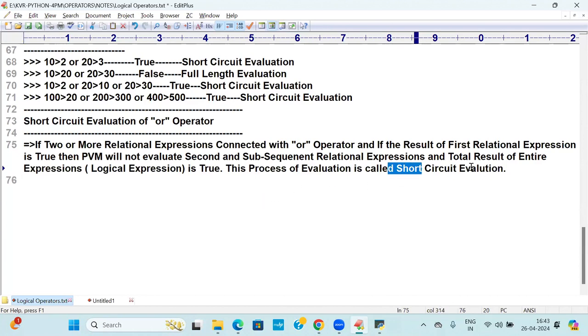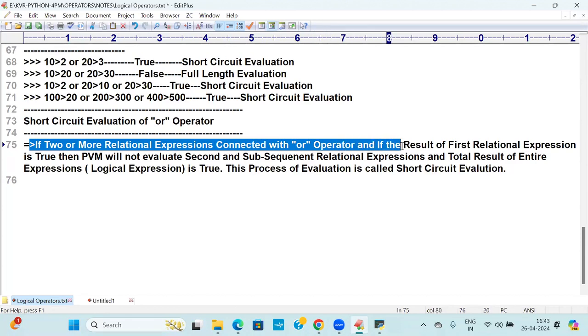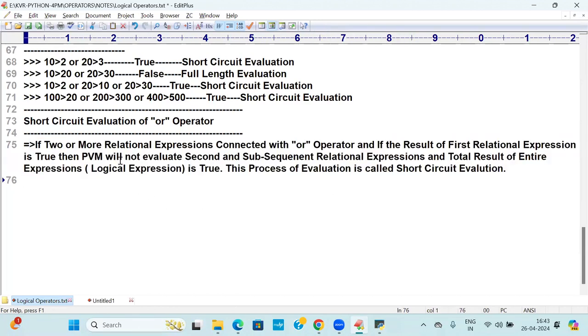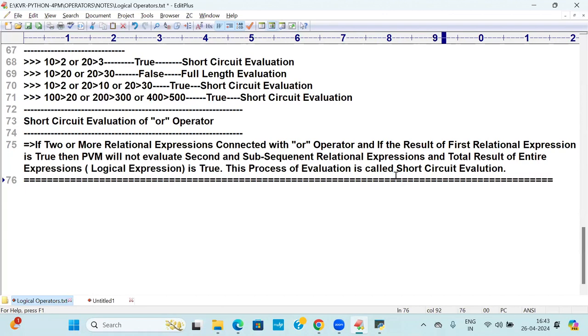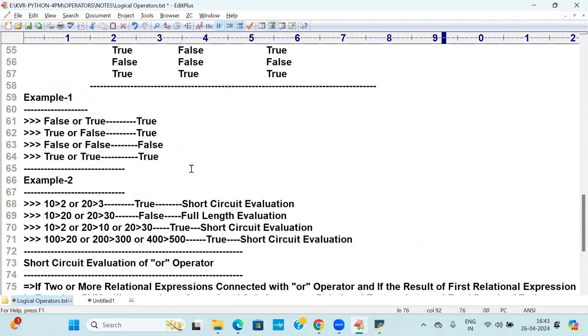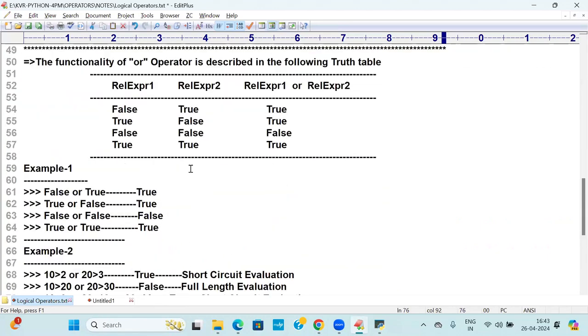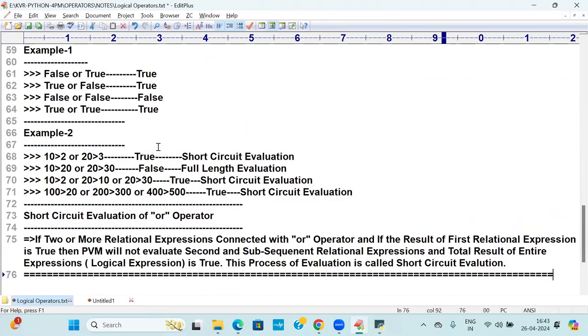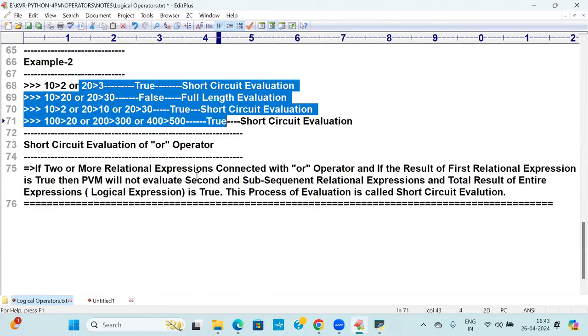So students, short circuit evaluation: two or more relational expressions connected with the OR operator. This is called what? Short circuit evaluation. The concept is clear? Online students, I hope this is more clear. Now I am entering further. Any doubt? No. I am talking about the next one. This is very simple, you already understood.